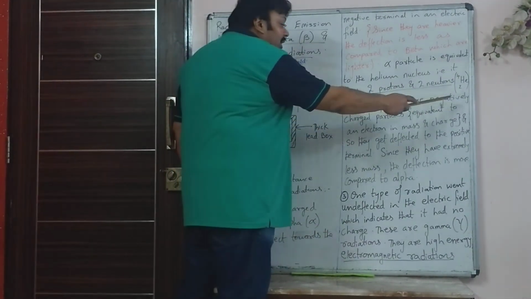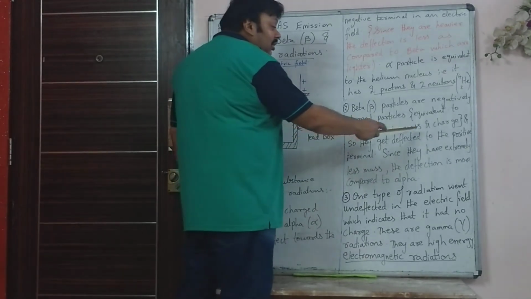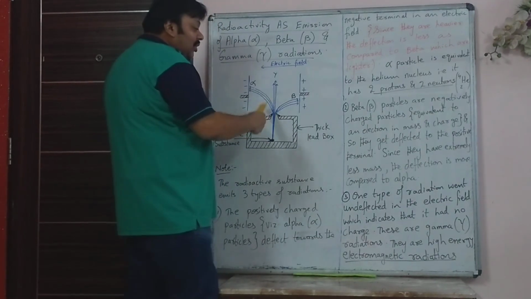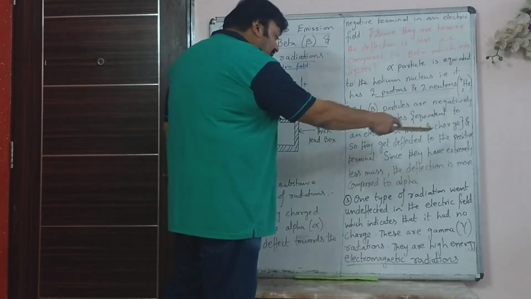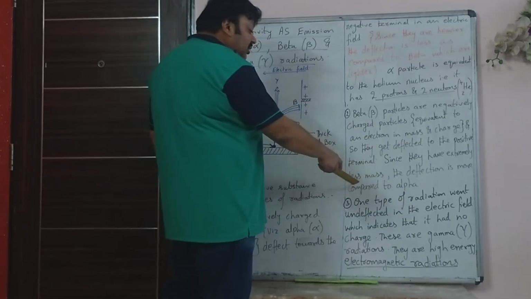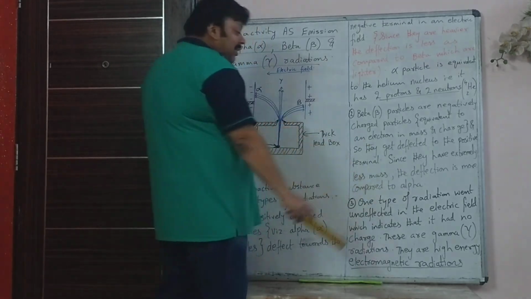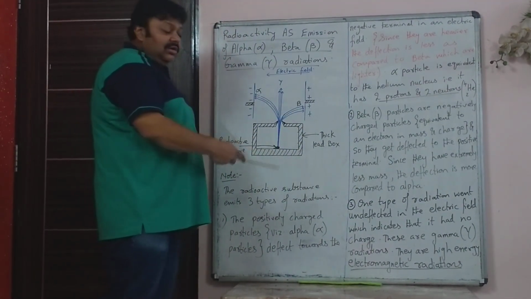Second, beta particles are negatively charged particles equivalent to an electron in mass and charge. And so they get deflected towards the positive terminal. Since they have extremely less mass, the deflection is more as compared to the alpha particles. So the deflection happens as soon as they come out.